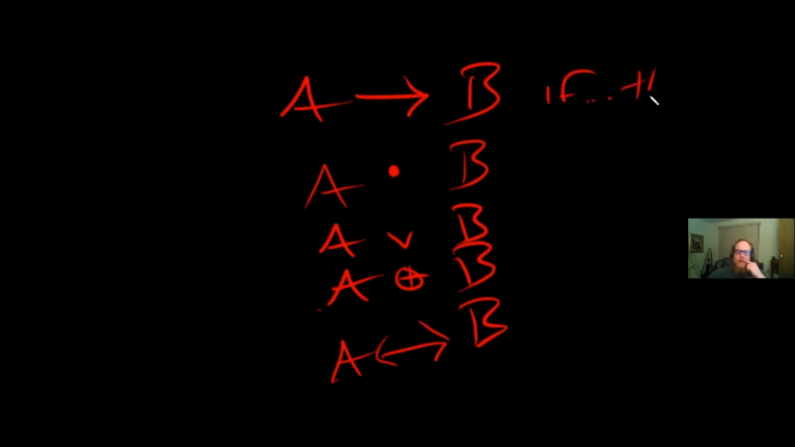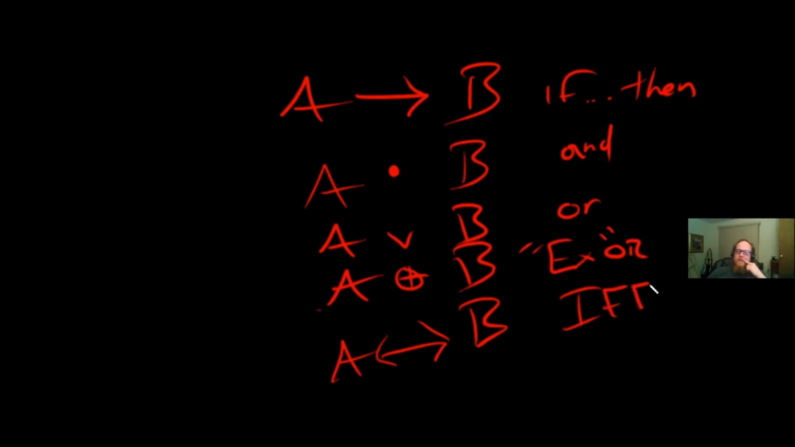What that arrow means is if then. What that dot means is and. What that wedge there means is or, and what that sniper sight means is what I call X or. It's an exclusive or, like pick one or the other. And then this one here, sometimes this is abbreviated in math, if and only if.